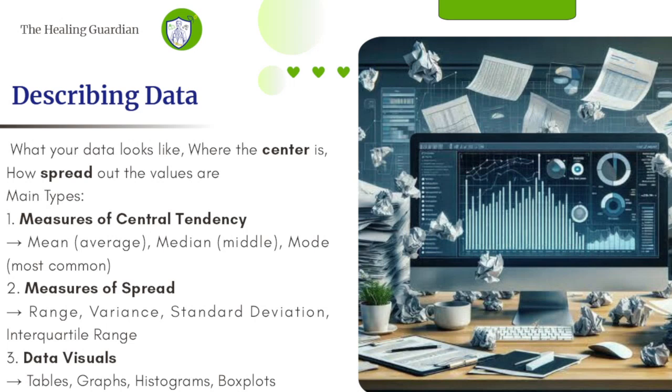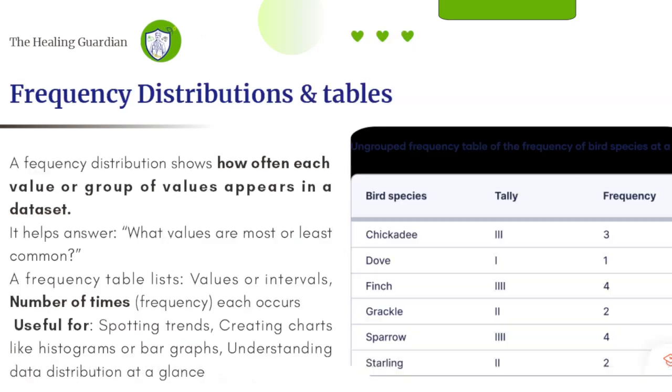So the first thing, we have measures of central tendency, measures of spread, and data visuals. Those are the 3 things we use in describing data.